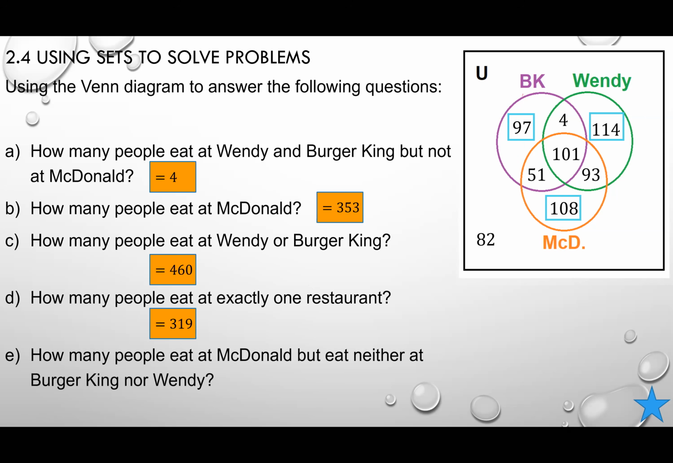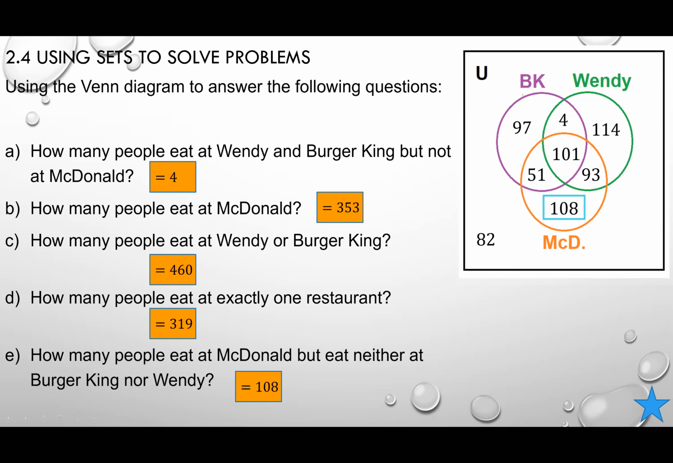And lastly, how many people eat at McDonald's, but neither at Burger King, nor Wendy's? So again, neither meaning not Burger King and not Wendy's. Basically, it's the same question. How many people eat at McDonald's only, right? How many people just eat only at McDonald's? Do you agree that there's only 108? 108 people eat only at McDonald's, right? They eat at McDonald's, but neither Burger King, nor Wendy's.